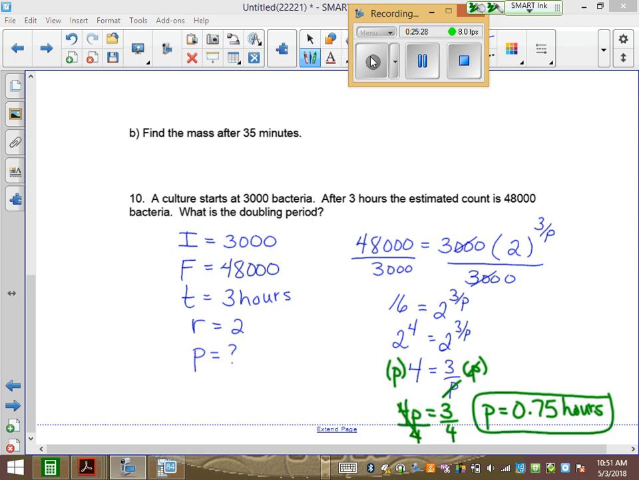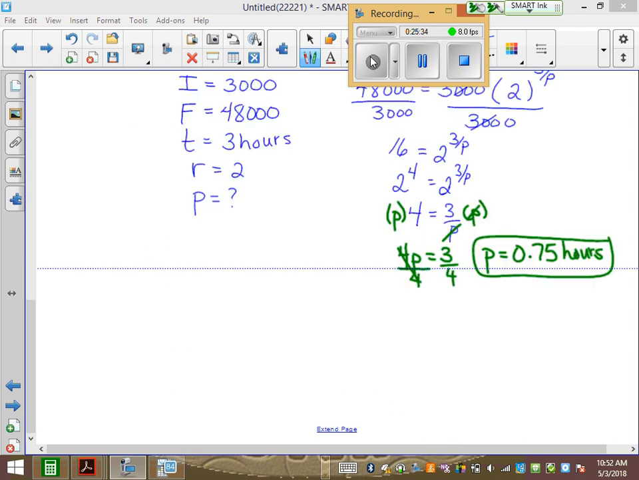Okay. So then we're doing appreciation and depreciation. I'm going to get you to write this formula down. If it says something appreciates or depreciates.